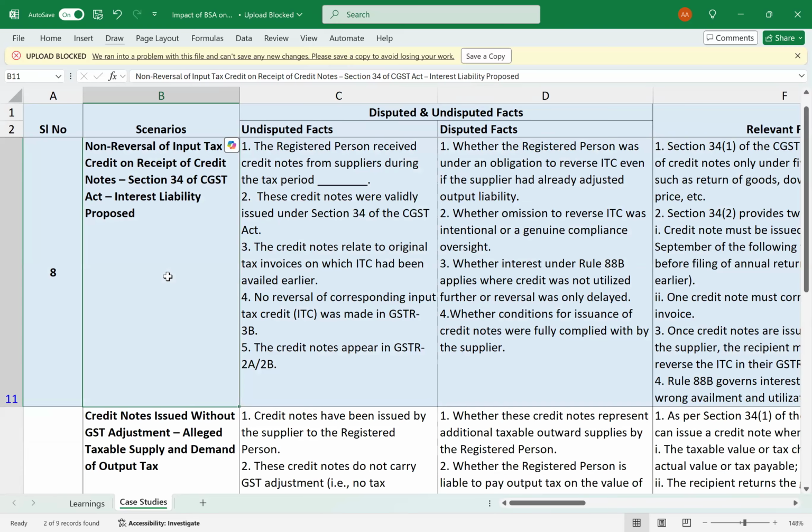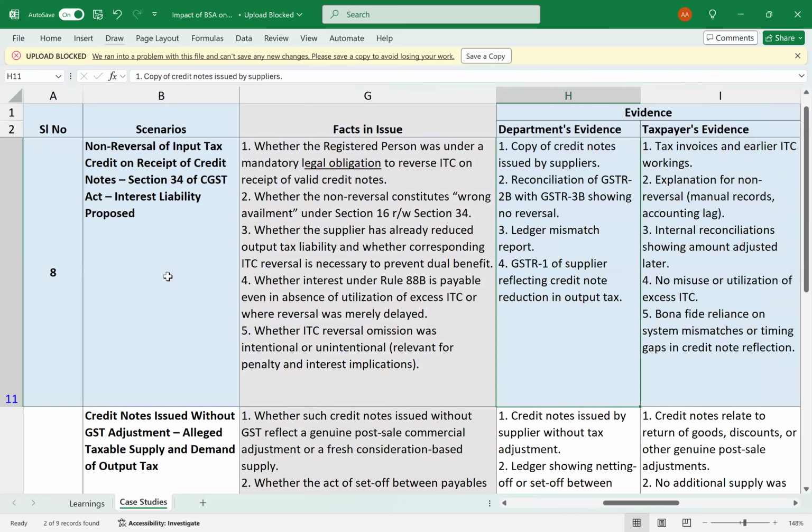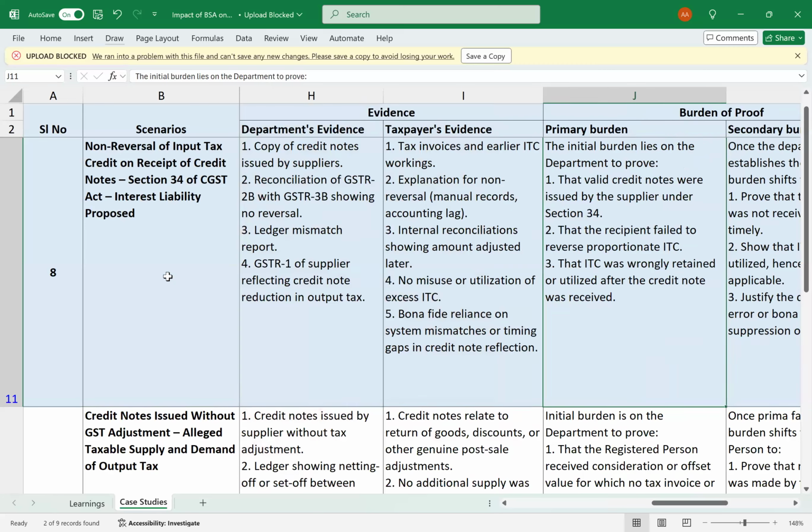Here, in the first scenario, credit note with GST, the allegation is that the recipient has not reversed the credit, as the credit note is available in the GSTR 2A. Coming straight to the evidence, the fact in issue would be whether the registered person was under a mandatory legal obligation to reverse the ITC, whether non-reversal constitutes wrong availment under 16, and whether the supplier had already reduced the output tax liability or not. It could be that the recipient had not even taken the credit of the invoice and therefore has not reversed the ITC on the basis of the credit note.